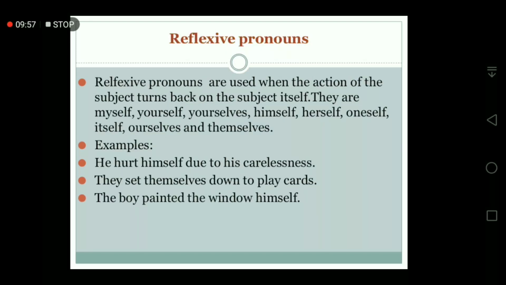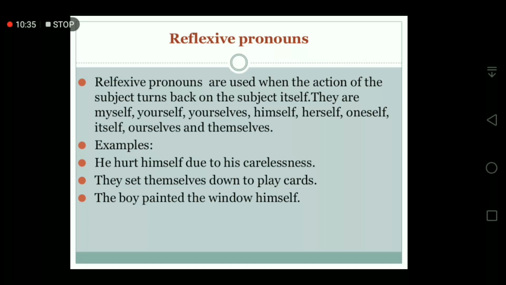So reflexive pronouns are used when the action of the subject turns back on the subject itself. It means the subject himself or herself did that action. Examples are myself, yourself, yourselves, himself, herself, oneself, itself, ourselves, themselves. So you are using the personal pronoun my, your, him, her, and adding the word self or selves. Self for singular and selves for plural.